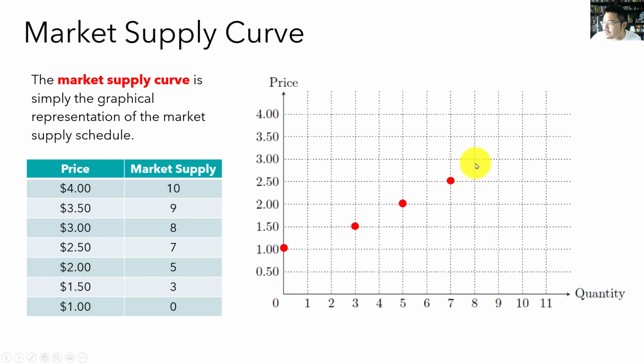Okay, at $3, it's going to be 8. At $3.50, it's going to be 9. And at $4, it's going to be 10. All right, and so if we connect the dots, here we go. Here's the market supply curve.